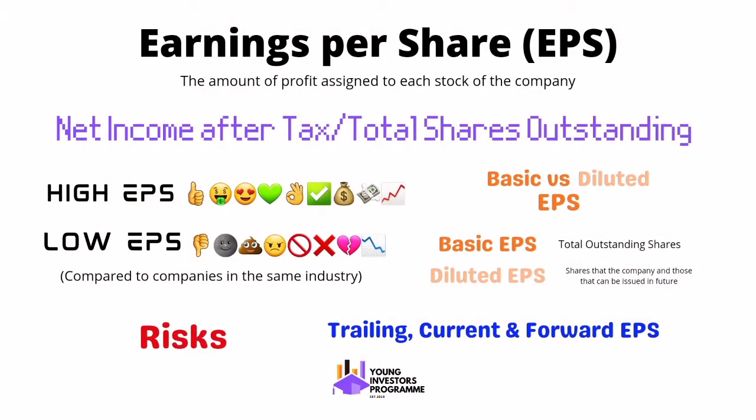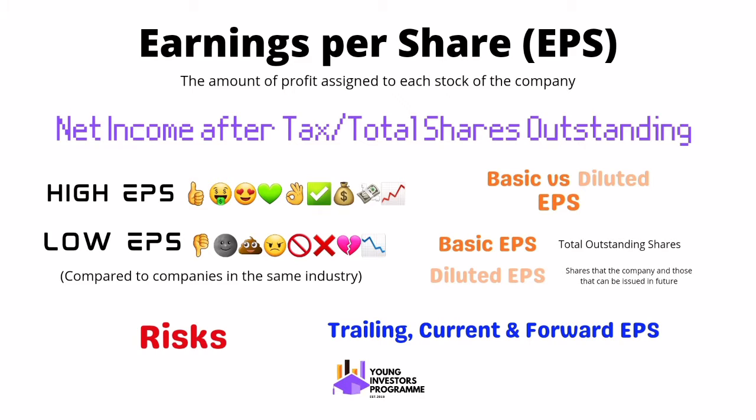Right, so first up we have EPS, earnings per share, which is the amount of profit assigned to each stock of the company. The formula for that is net income after tax divided by total shares outstanding. You won't necessarily have to do this calculation because it will be provided to you automatically, but it's just important to understand where these numbers come from.